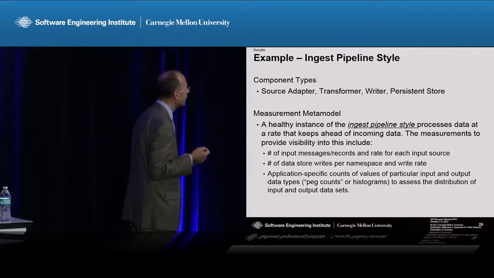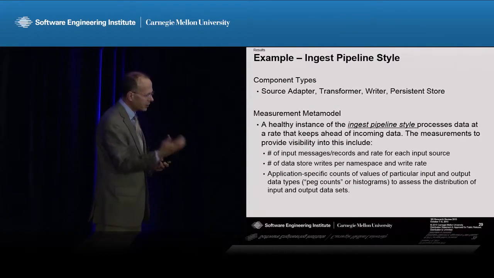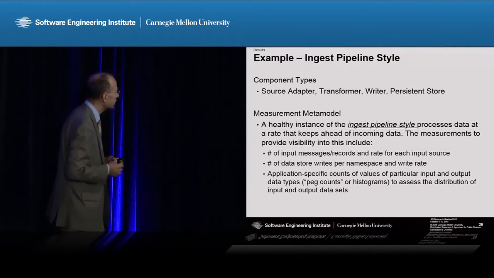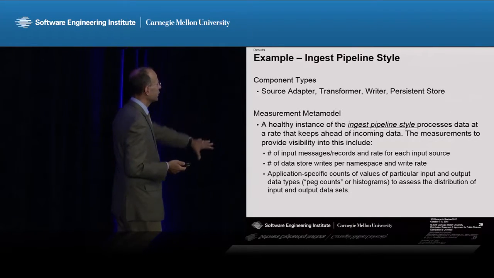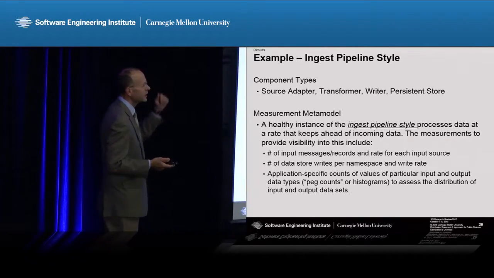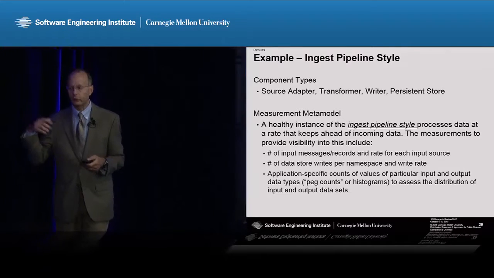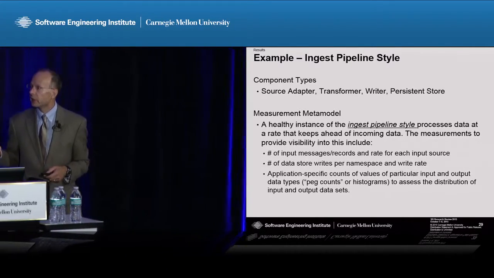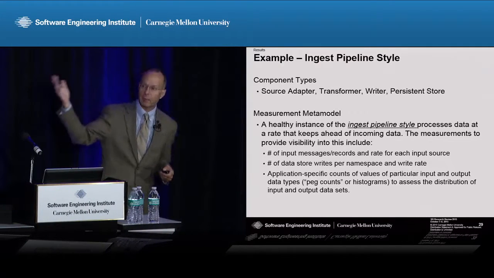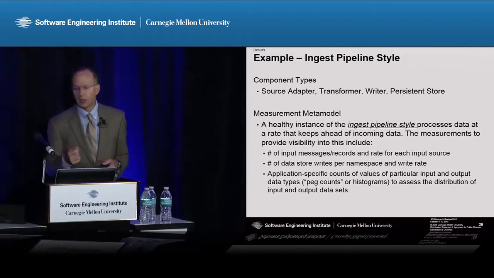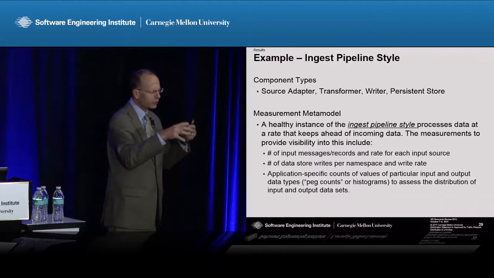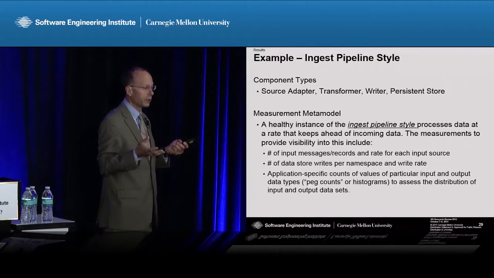These are little chunks of design that architects use in order to build their system. And so we have extended the usual definition of a style, which typically says these are the types of components, and this is how they're arranged, with information about measurement. So here I'm looking at the ingest pipeline. This is the part of the system that acquires data from the outside world. And what we've got here is some types of components. There's an adapter and a transformer and a writer. And then we've extended that with health information.